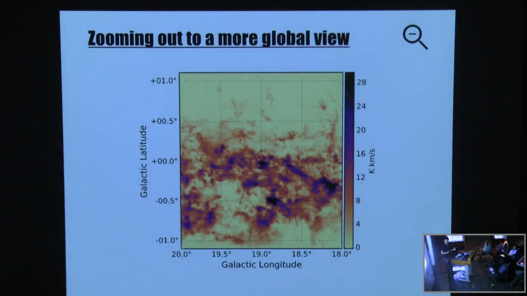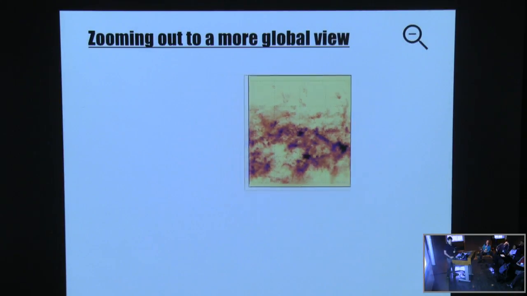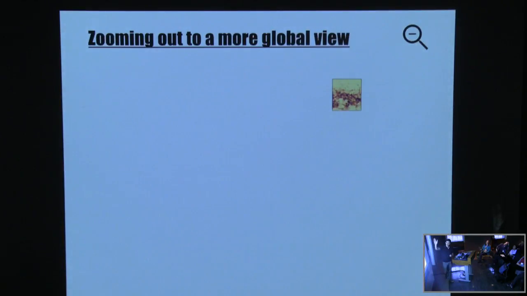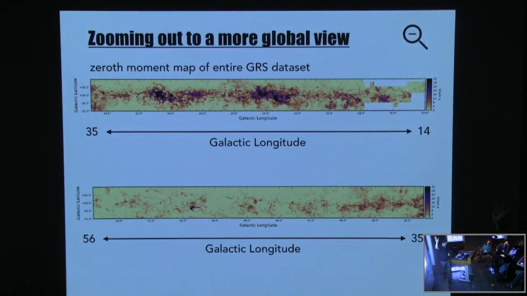But for the last couple of slides, I actually want to zoom out again to a more global view. So this is our test region centered around 19 degrees of longitude, and I now put this a little bit into context. This is now the entire GIS data set, and it extends from 14 degrees galactic longitude to 56 degrees of galactic longitude. It's again a zeroth moment map, so the integrated intensity.